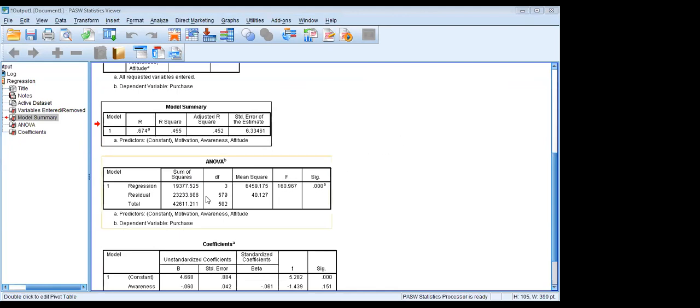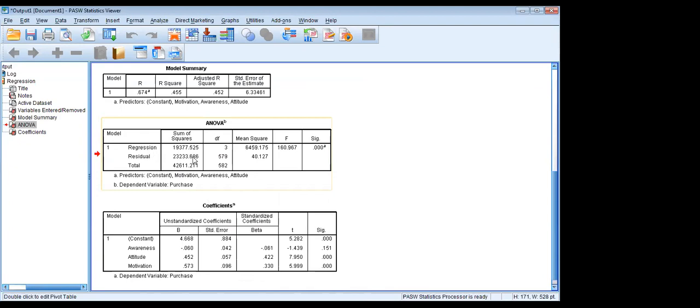Okay. ANOVA. Look at the first thing here. Sum of squares of regression, 19,377. Another one. I am drawing. So, okay. What is the first one?